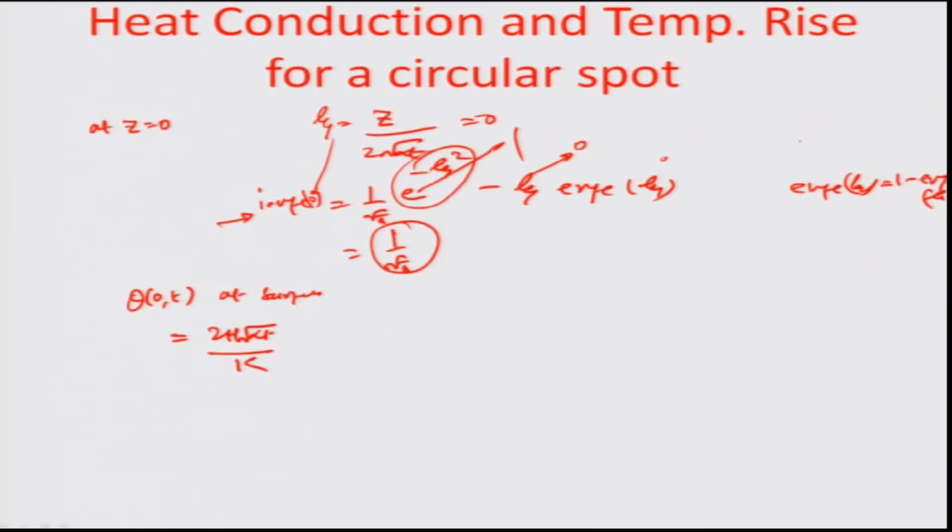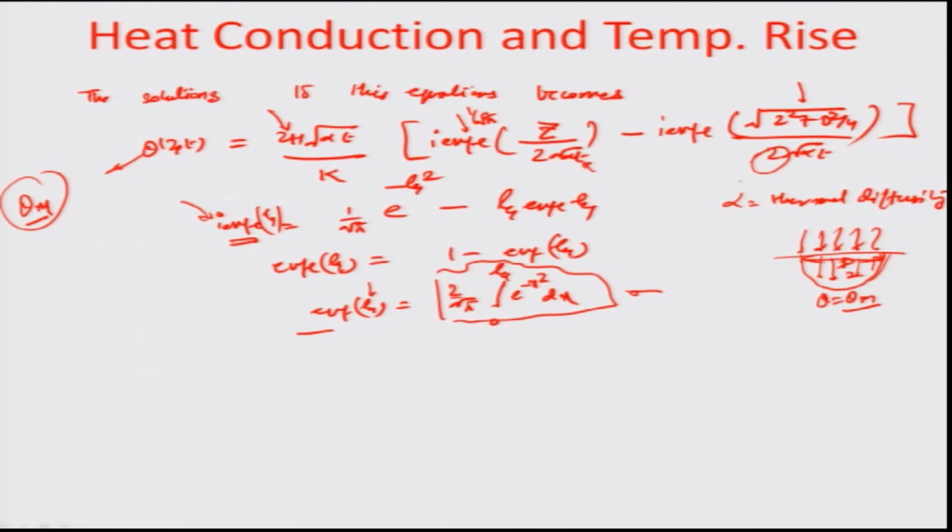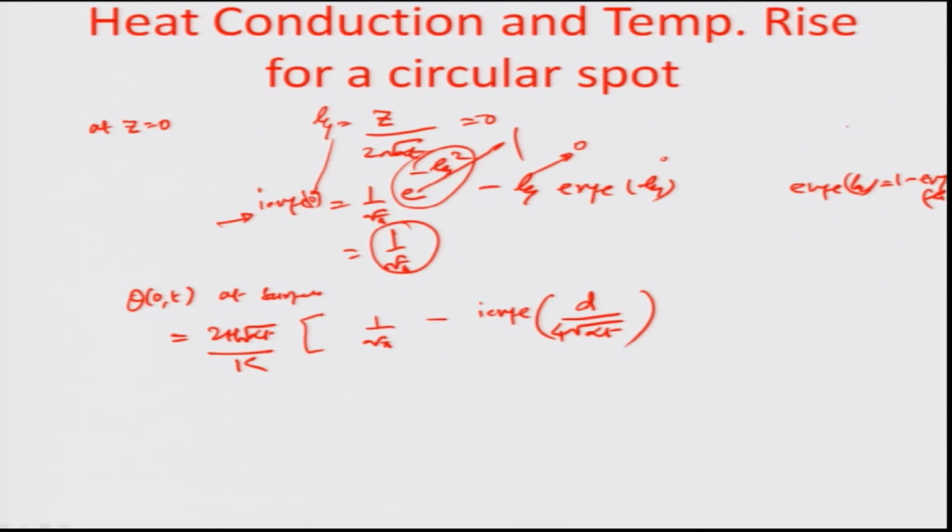So, this would lead to an expression which is 1 by root pi minus the IERFC of d divided by root of alpha T by 4. Already the 2 factor is there, and we are talking about d square by 4 root, or just capital D by 2, which can be brought in here. I am sorry, this is capital D. Okay. So, that is how you represent the theta on the surface, corresponding to Z equal to 0, as a function of time, and this is how you have to evolve the solution.